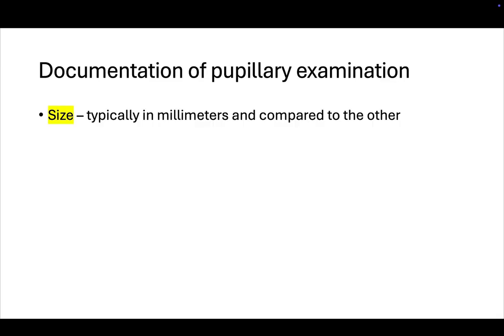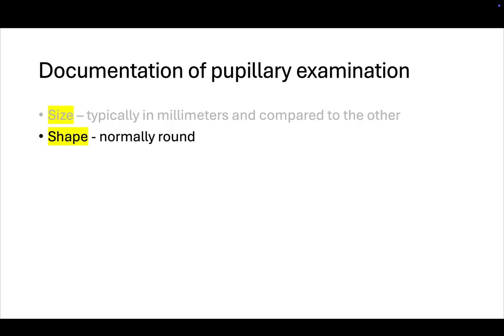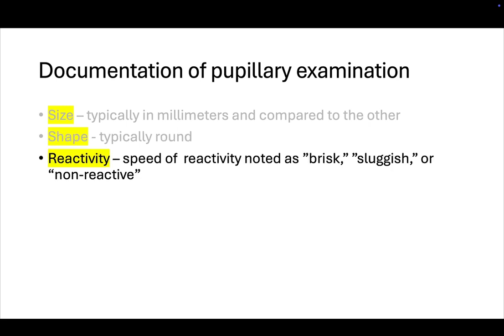That's great. Documentation of the pupillary examination includes the pupil size, typically in millimeters, and compared to the other pupil. Shape, which is normally round but can be teardrop shaped or described as peaked. Speed of reactivity to a light stimulus may be described as brisk, sluggish, or non-reactive.